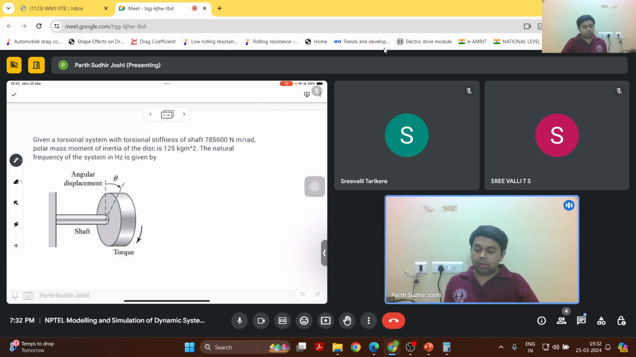Now we have a torsional system. It's given that there is a shaft which has a disc on it, and the torsional stiffness of the shaft is given, and the polar moment of inertia of the disc is also given. Then we have to find the natural frequency of the system. How can we calculate that?